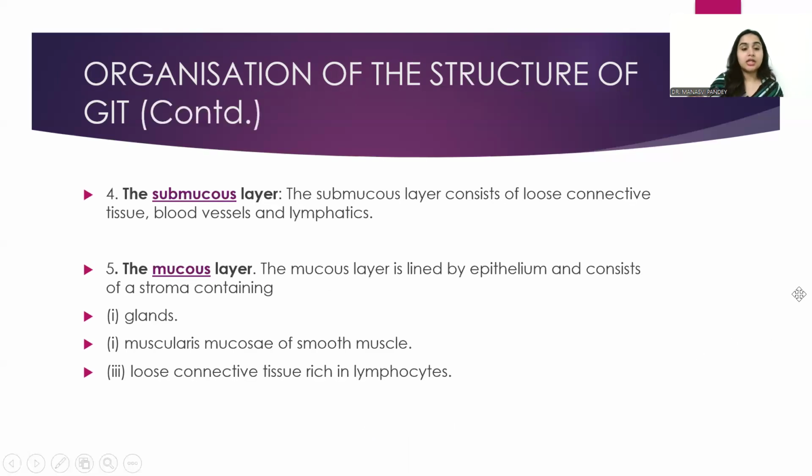The submucous layer consists of loose connective tissue, blood vessels, and lymphatics. The mucous layer is lined by epithelium and consists of a stroma containing various glands, muscularis mucosa of smooth muscle, and loose connective tissue rich in lymphocytes.